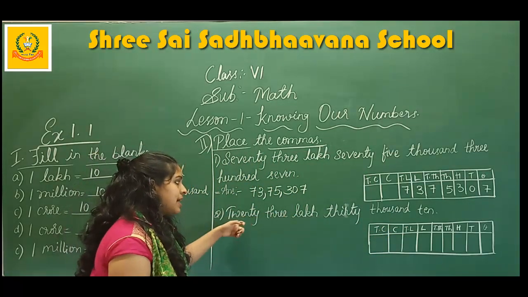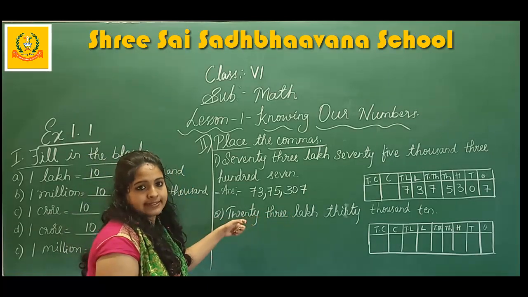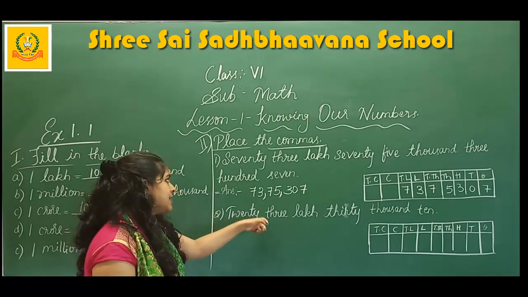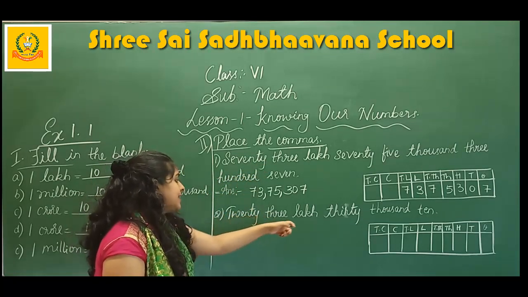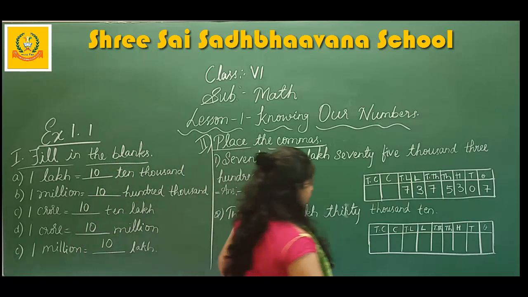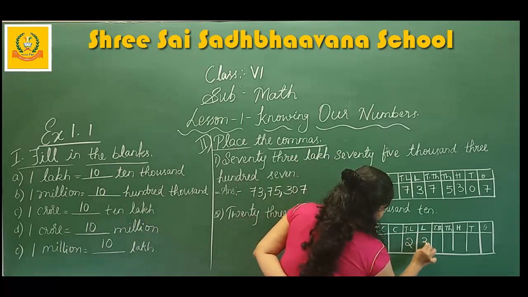23 lakh. So it starts from lakh. Lakh, 10 lakhs. It starts from 10 lakhs. Even here also it starts from 10 lakhs. So 23 lakh. Crores are not there. 23 lakh.